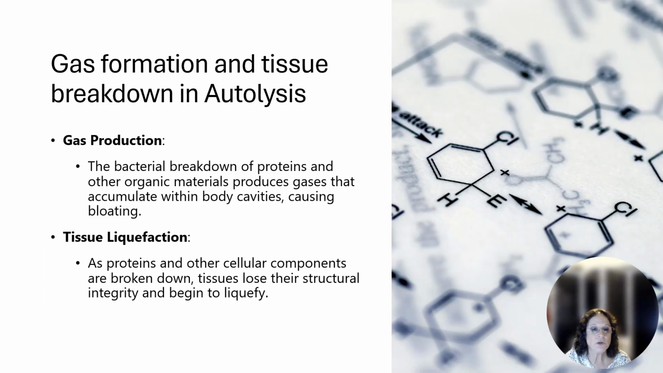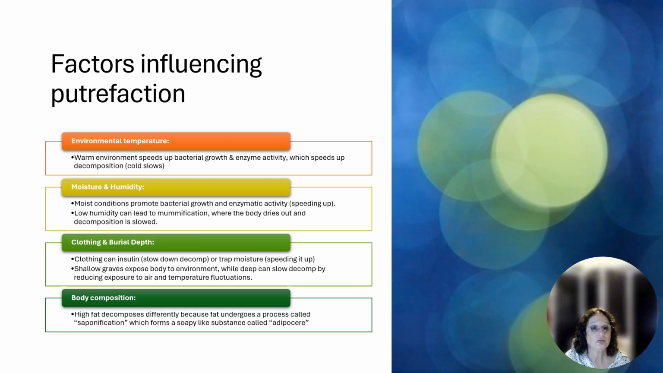Gas is produced because the breakdown of proteins and other organic materials produces gases as they accumulate within the body cavities, and that's what's making the abdomen blow up. Tissue liquefaction: basically, proteins and other cellular components are being broken down by enzymes. They lose their tissue structure and integrity, and they start to turn into liquid. So what are the things that speed up or slow down putrefaction?